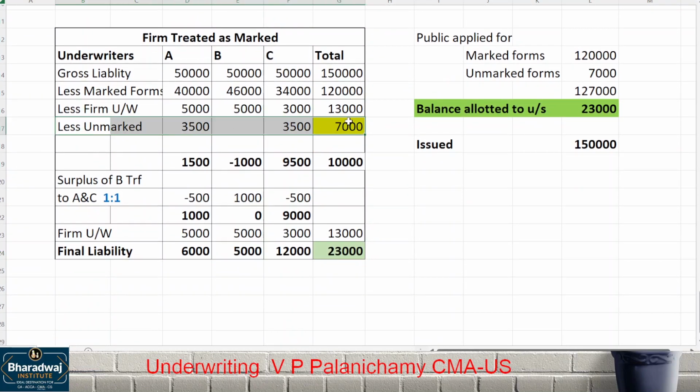Sir, why are you giving credit for unmarked application only to A and C? It is instructed to us in the question. Credit for unmarked application should be given only to A and C. Only to A and C.